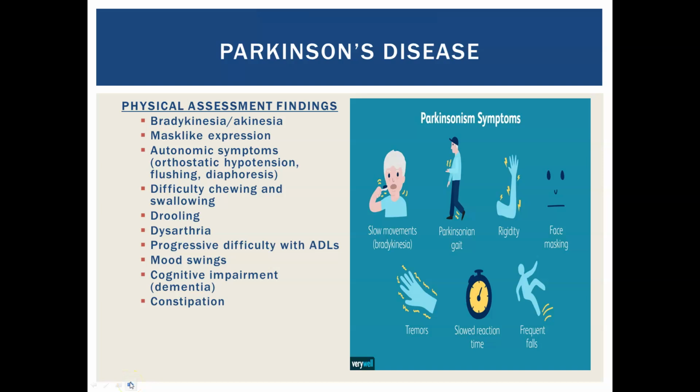So that's our bradykinesia or akinesia, a mask-like expression. We're going to see that pop up again, I think, when we talk about myasthenia gravis. Changes in your blood pressure and the autonomic nervous system. So you see flushing, diaphoresis. We've talked about difficulty chewing and swallowing. That's a huge piece of every NCLEX question I've ever seen about Parkinson's disease. Increased drooling, dysarthria, progressive weakness that interferes with the ADLs, mood swings, cognitive impairment. So it's going to present like dementia, and constipation.